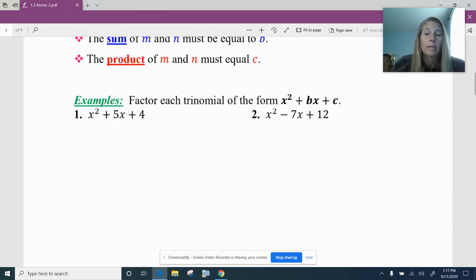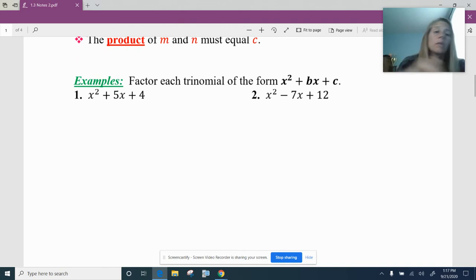So let's go over some examples, factoring each trinomial. Generally speaking, the first thing I would always do is look at the first term and make sure there's no coefficient other than 1. If it's just an x squared or a y squared or some variable squared, and there's no number in front other than a 1, we don't have to worry about looking for a GCF. If there was a negative there or any other number, we would want to see if we could divide out a GCF first, like we had done in the last set of notes.